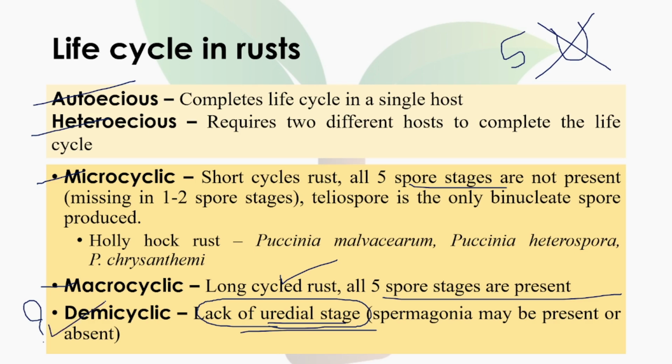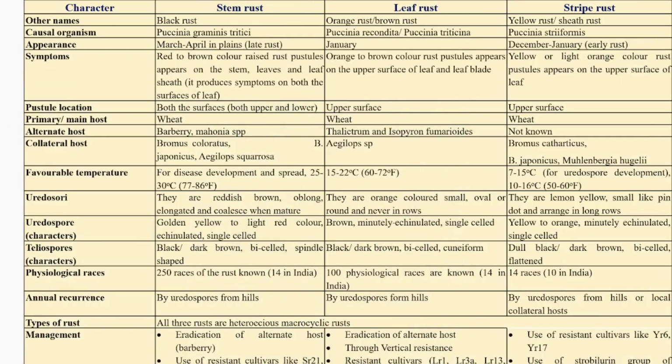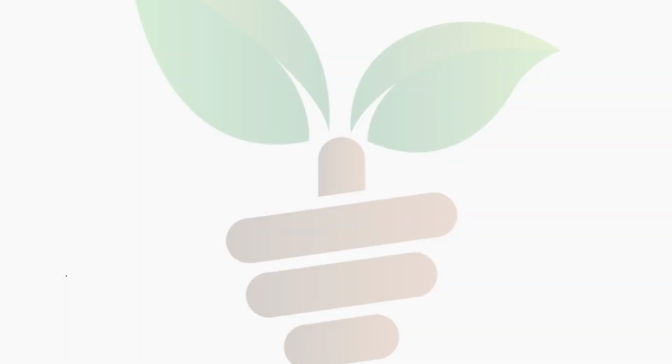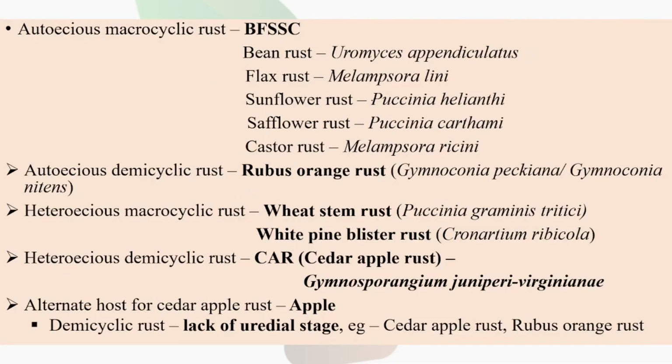Now you tell me, what is autoecious macrocyclic rust? Black stem rust. No, I'm not asking for an example. Anyway, black stem rust is an example of heteroecious macrocyclic rust. What I'm asking is about a single host with all 5 spore stages. Forget about the examples, I will come back to them once again.